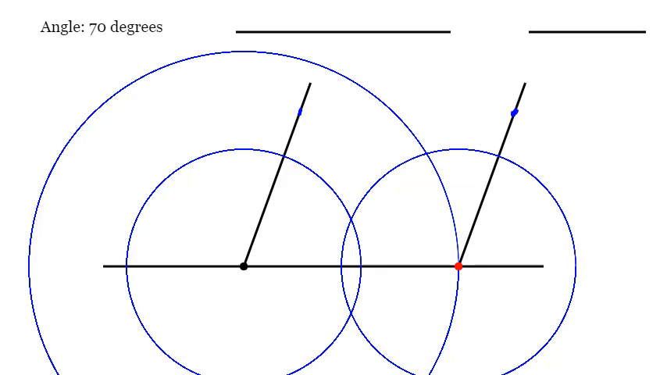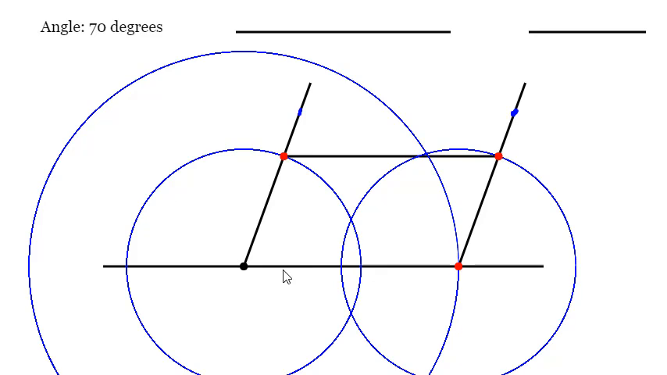Okay, so now our construction is pretty much complete. What we wish to do is highlight where these two lines intercept the two smaller circles. So we'll do that now. And finally, we will draw a line between these two points. And that is our construction complete.